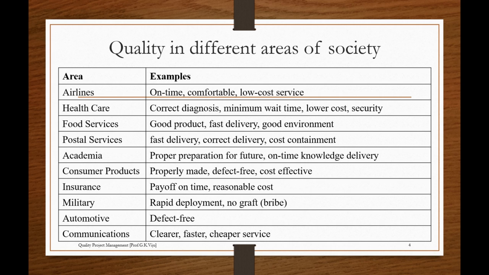So quality in different areas of service: airlines, on time, comfortable, low cost service; healthcare, correct diagnosis, minimum wait time, lower cost, security; food services, good product, fast delivery, good environment; postal services, fast delivery, correct delivery and cost containment; academia, proper preparation for future, on time knowledge delivery; consumer products, properly made, defect free, cost effective; insurance, pay off on time, reasonable cost; military, rapid deployment and no bribe; automotive, defect free; communication, clearer, faster, cheaper service.